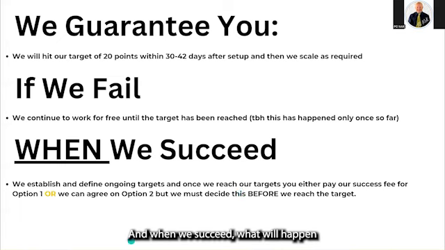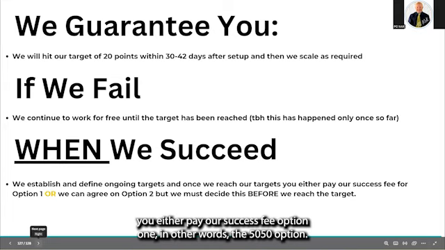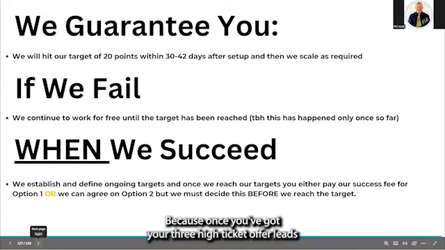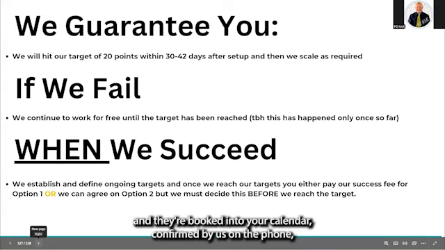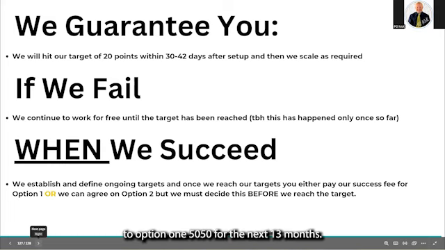And when we succeed, what will happen is we will define together ongoing targets, so that once we reach these targets, you either pay our success fee, option 1, in other words the 50-50 option, or we can agree on option 2. But remember, we must decide this before this target, okay? Because once you've got your 3 high-ticket offer leads in there, booked into your calendar, confirmed by us on the phone, then the time is up. The time is too late. And then we will automatically move to option 1, 50-50, for the next 13 months.